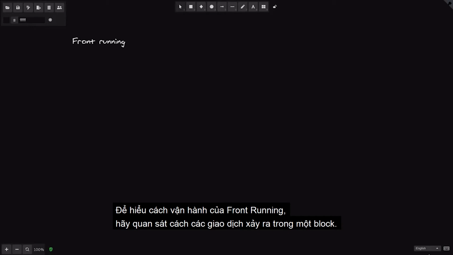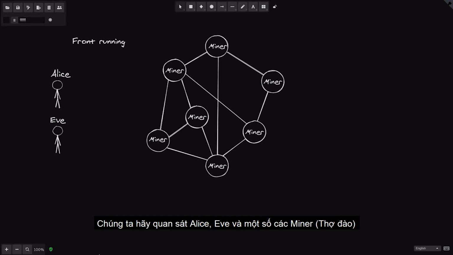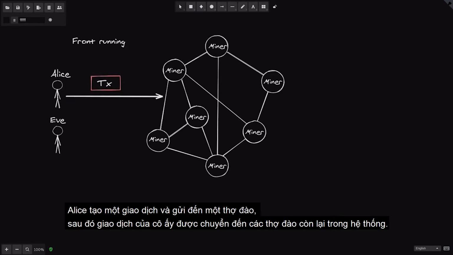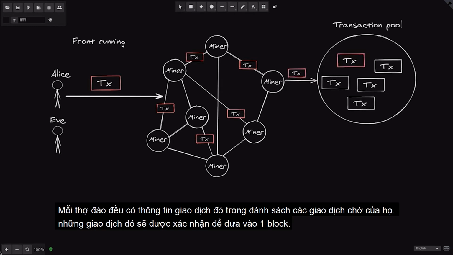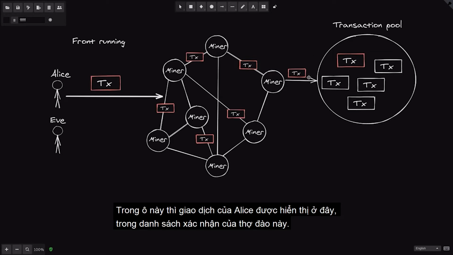Alright, so first of all, what is front running? Before we can understand how front running is executed, let's first take a look at how a transaction is included into a block. So let's say that we have Alice and Eve and some miners. Alice sends a transaction to the miners, and then her transaction gets relayed to other miners. Now each miner keeps track of pending transactions in a transaction pool. These transactions in the transaction pool are transactions that are yet to be included in a block. So over here on the right, you can see that Alice's transaction is inside a transaction pool of this miner.